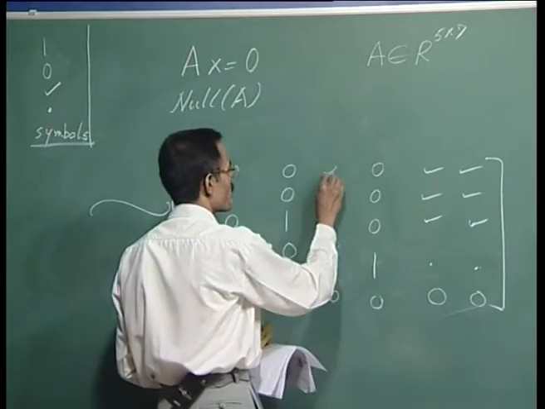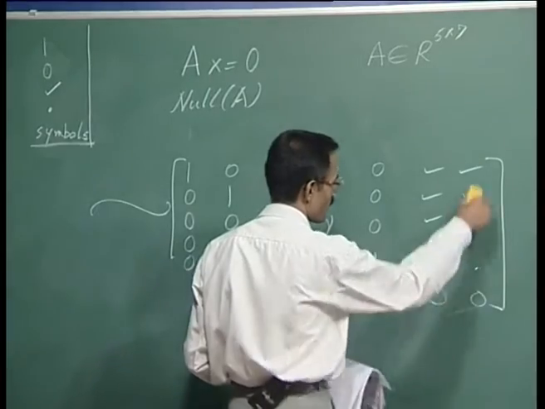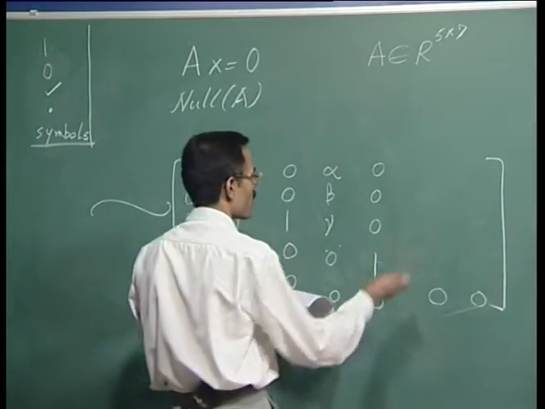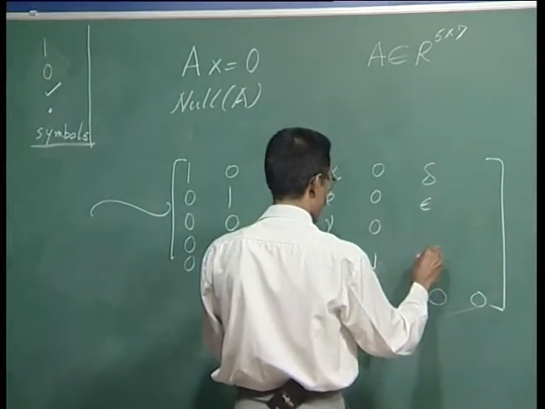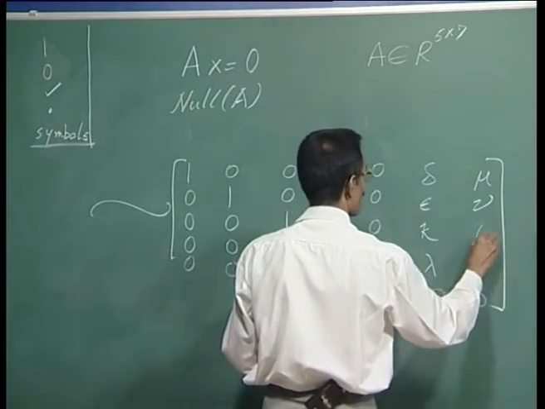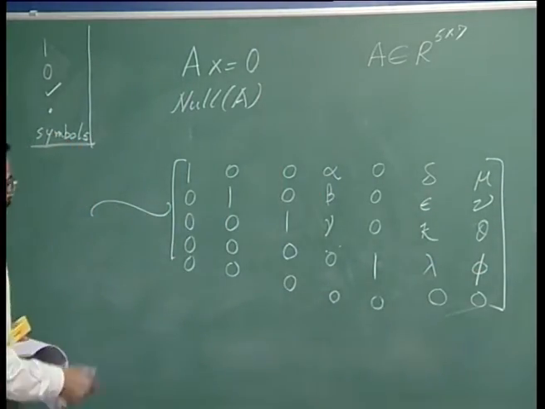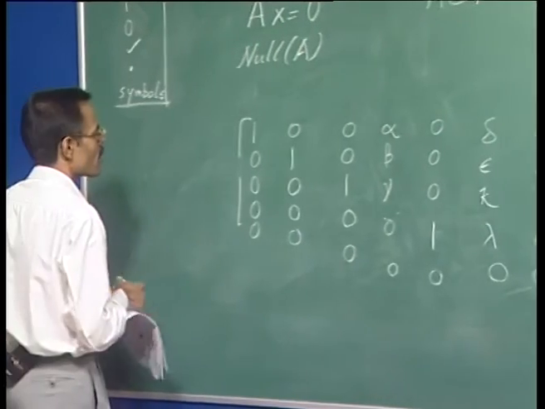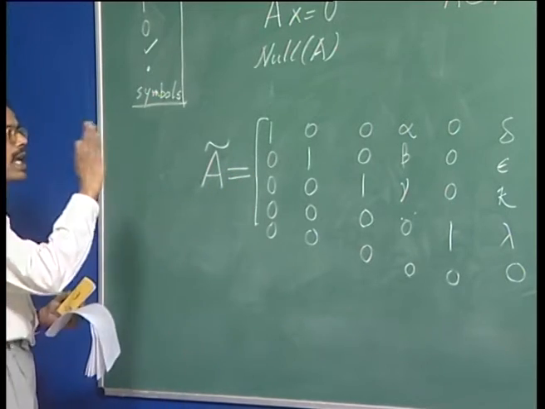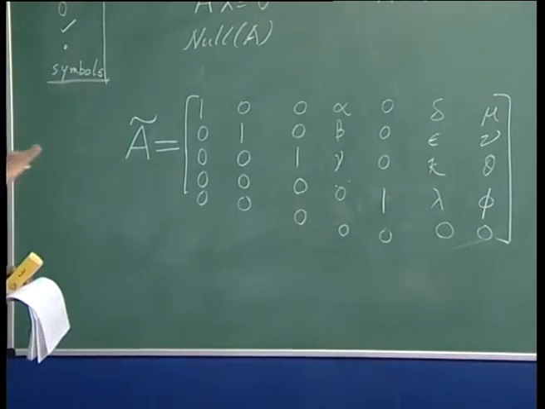The non-trivial entries, suppose we call them alpha, beta, gamma. Then the next round of non-trivial entries are in these columns. So let us give them also certain names, say delta, epsilon, kappa, lambda, mu, nu, theta, phi. These are the non-trivial entries which remain in the matrix. And now let us call this reduced, simplified matrix A tilde. From A to this step has been arrived at through all elementary row transformations.